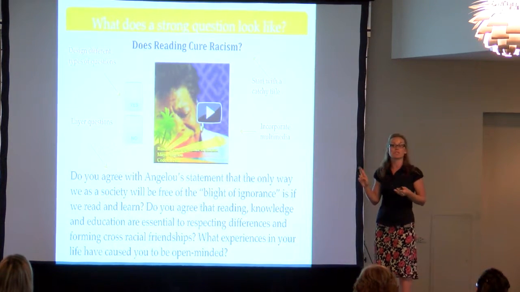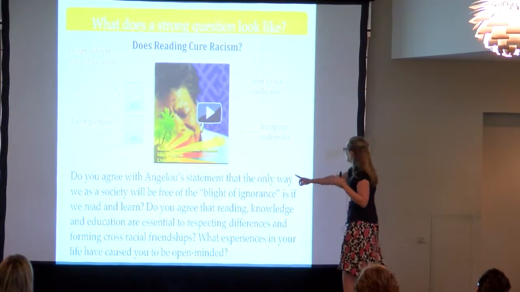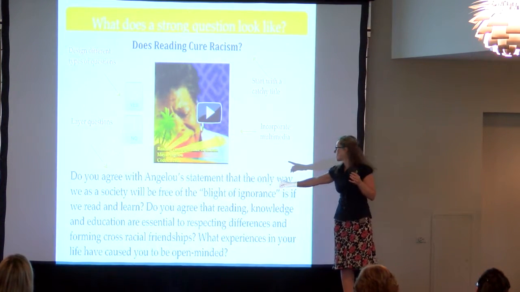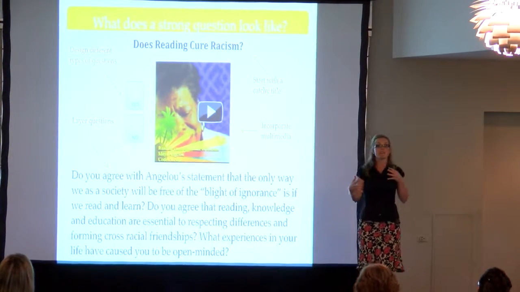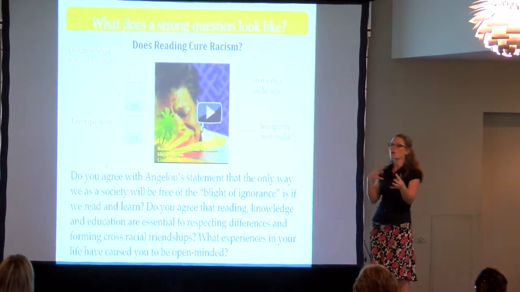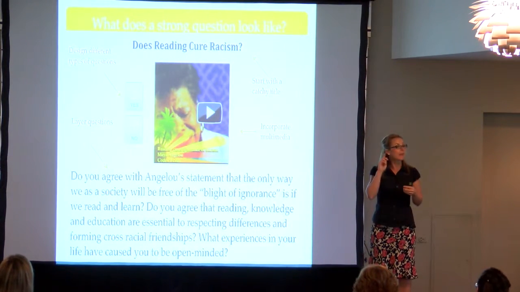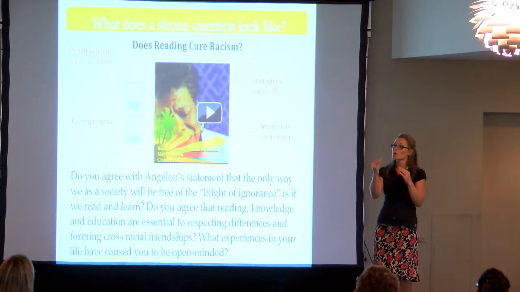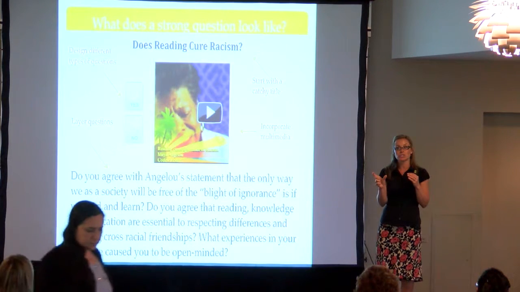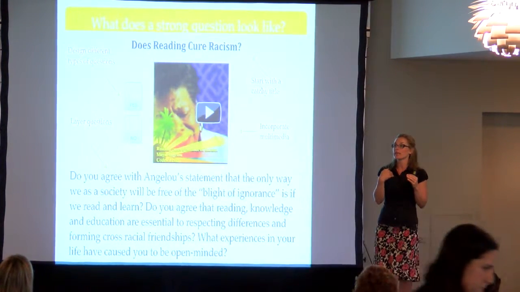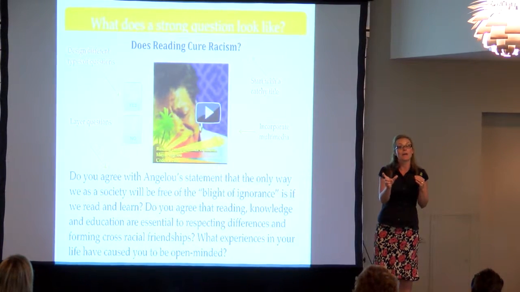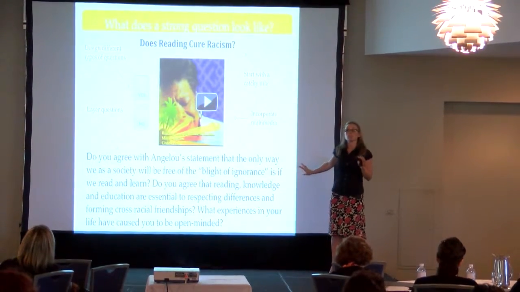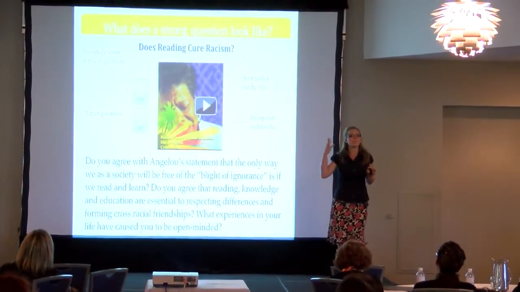So then I have a second question that's a little bit easier for them. Do you agree that reading and knowledge and education are essential to respecting differences and forming cross-cultural, cross-racial friendships? That one's a little easier to understand. Okay, maybe I can answer that question. For those kids who are really struggling, the third question asks them to connect their life experience to the topic. So that question is hopefully the one that anybody can answer. It says, what experiences in your life have caused you to be open-minded?